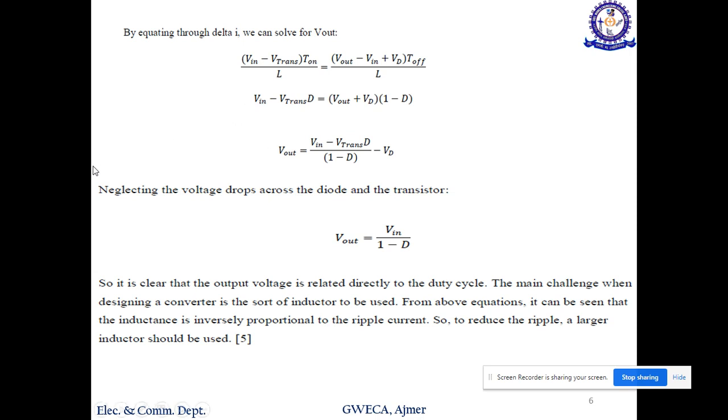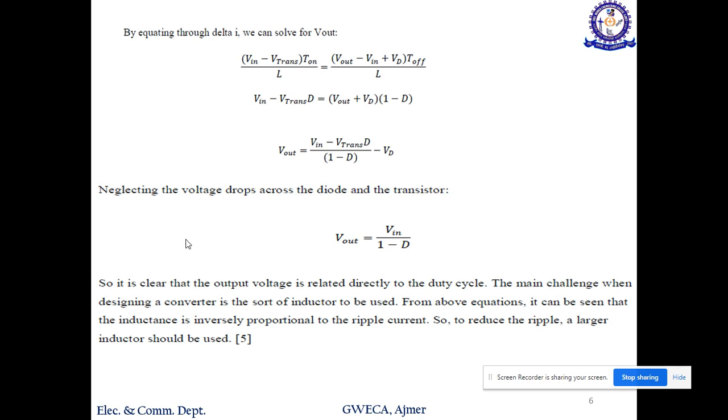Neglecting the voltage drop across the diode and the transistor, because we have assumed that ideally the voltage drop across semiconductor devices, whenever they are on, should be zero, we get a very simple V out upon V in is equal to 1 upon 1 minus D, or V out is equal to V in upon 1 minus D. So it is clear that the output voltage is related directly to the duty cycle.